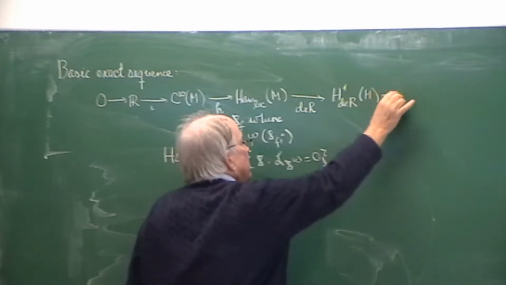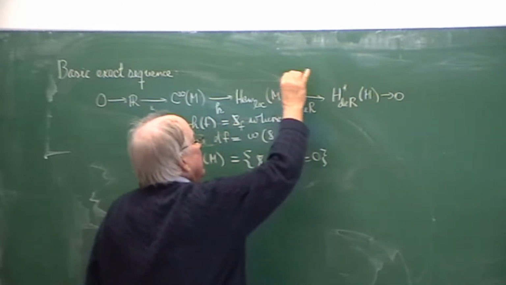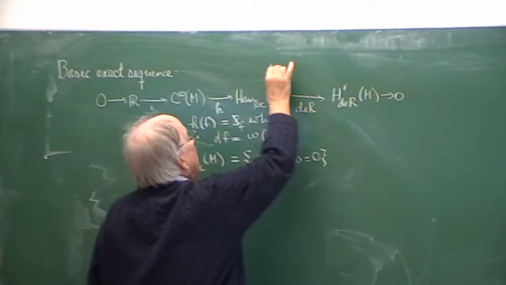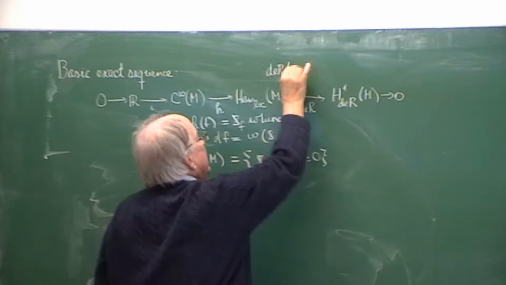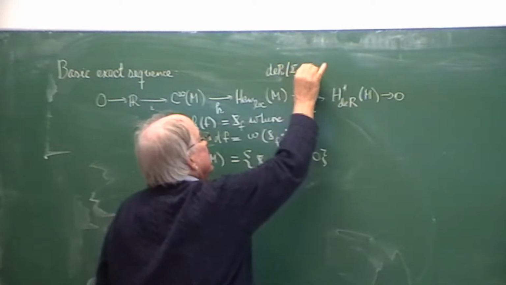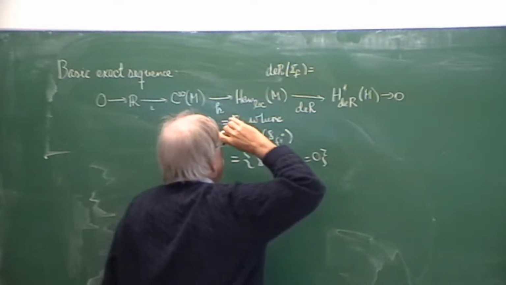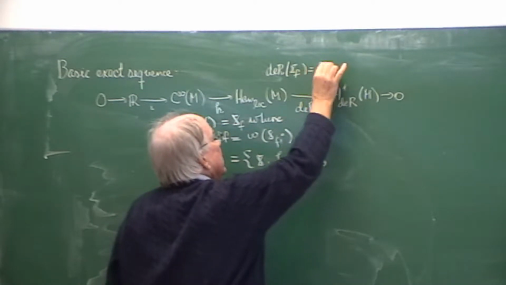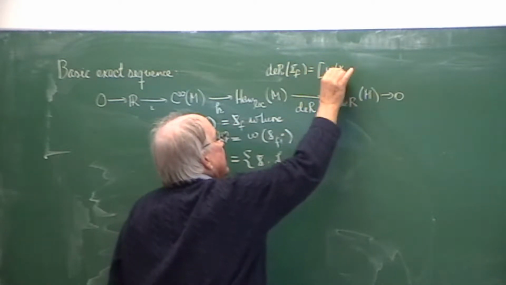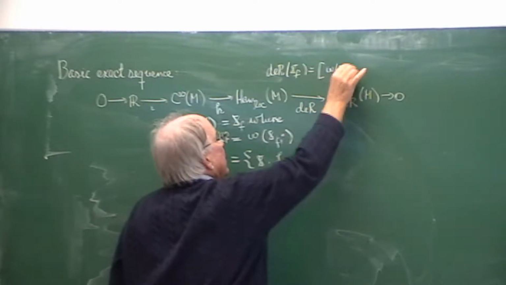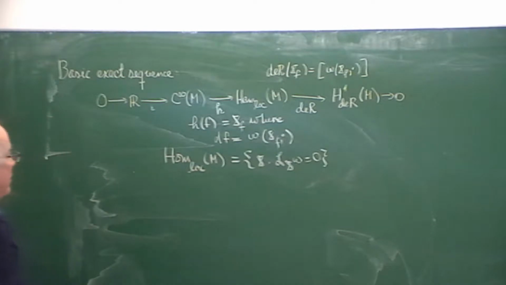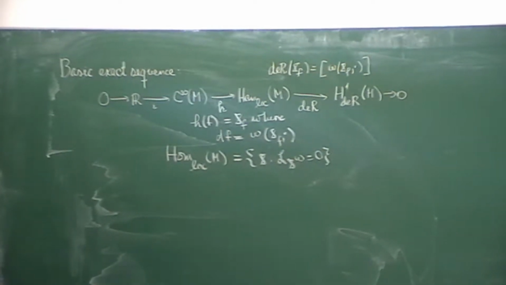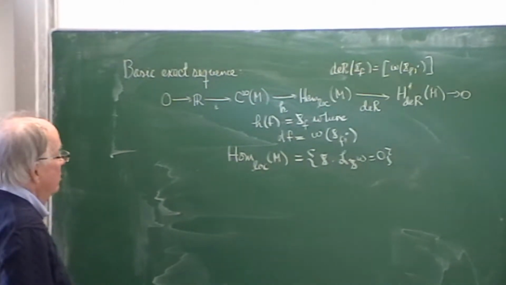So we have a long exact sequence here. And this mapping of X_F is the cohomology class of omega contracted with X_F. It's closed, but it may or may not be exact. That's it. That's a beautiful summary of what we know.